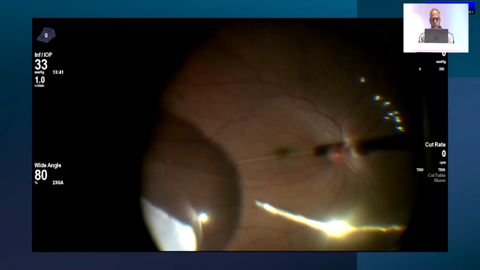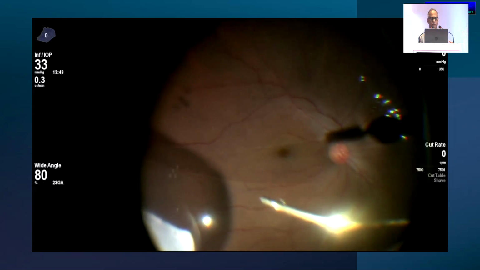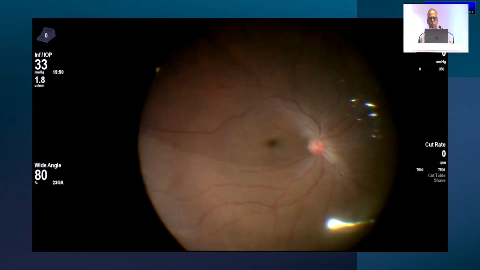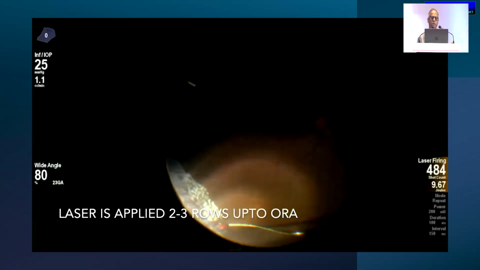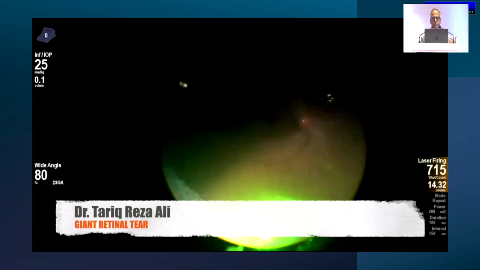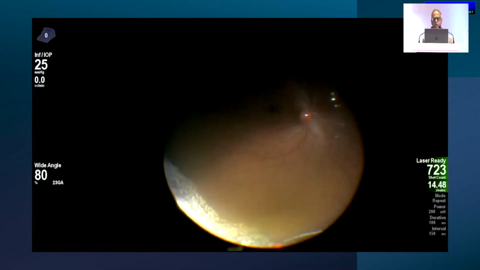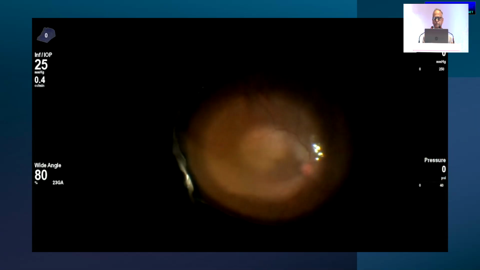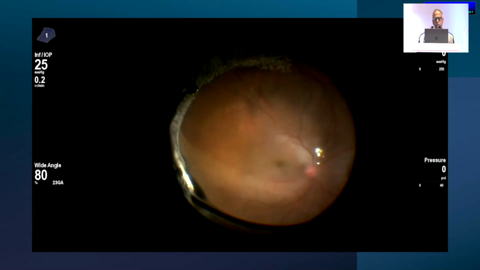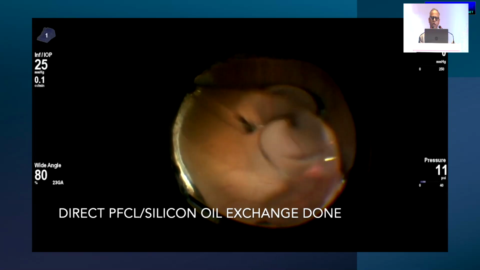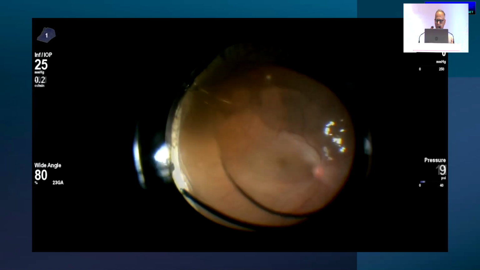Then very good laser is very much important. And here we did PFCL silicone oil exchange in the same sitting, where we remove the PFCL and put the silicone oil. You can see. It is also possible to do the fluid air exchange and then put the silicone oil. That is also possible.